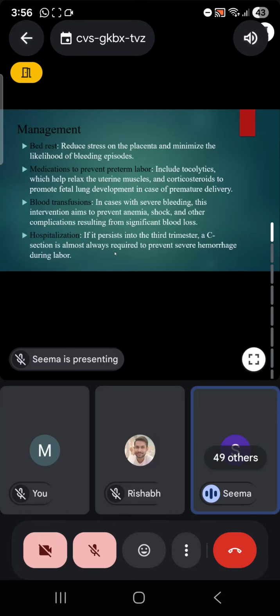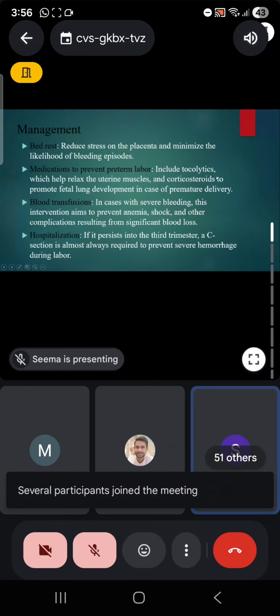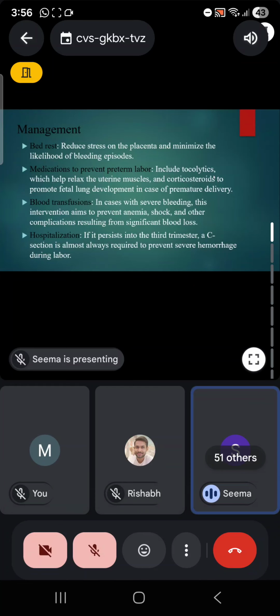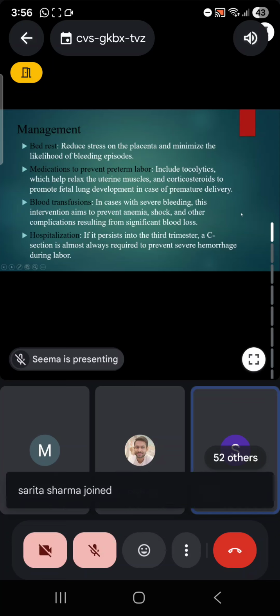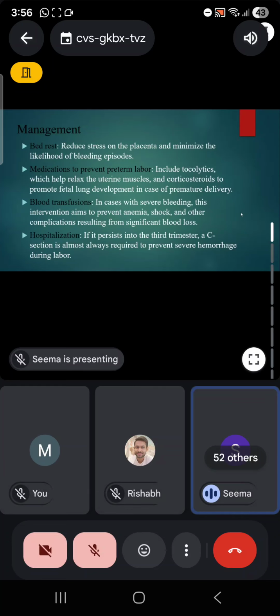Now, how to do the management? If any patient is suffering from placenta previa, then the doctor advises complete bed rest. It reduces the stress on the placenta and minimizes the likelihood of bleeding episodes. We give medications to prevent preterm labor, like tocolytics, because they relax the uterine muscles and stop the contractions, and corticosteroids for fetal lung maturity. Then blood transfusion if there is severe bleeding, to avoid anemia and shock.